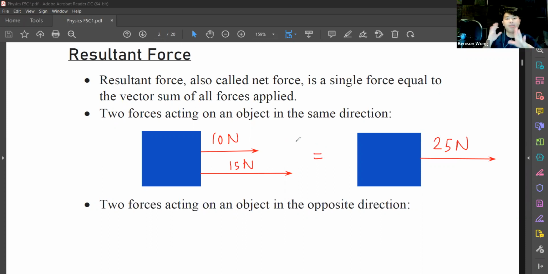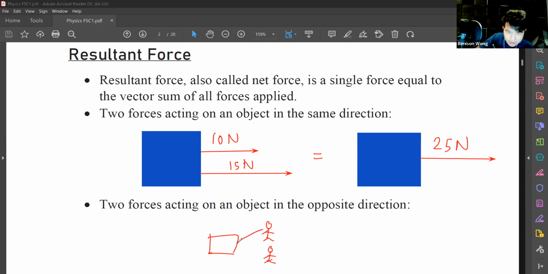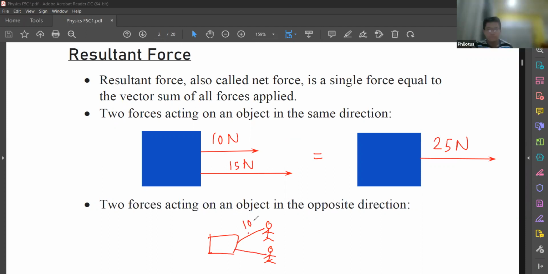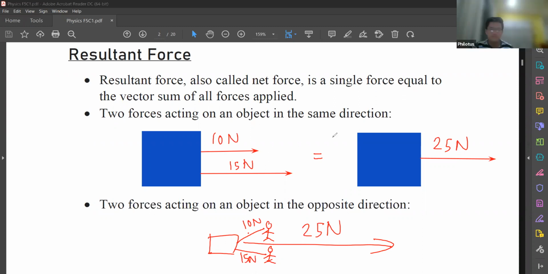Let's say if you don't understand, let's say here got one object. You and your friend pull together, with a rope attached to the object. Let's say you pull with 10 newtons because you are weak. Your friend is strong, your friend pulls with 15 newtons. So that object will move in this direction with 25 newtons. Am I right? Does that make sense to you?